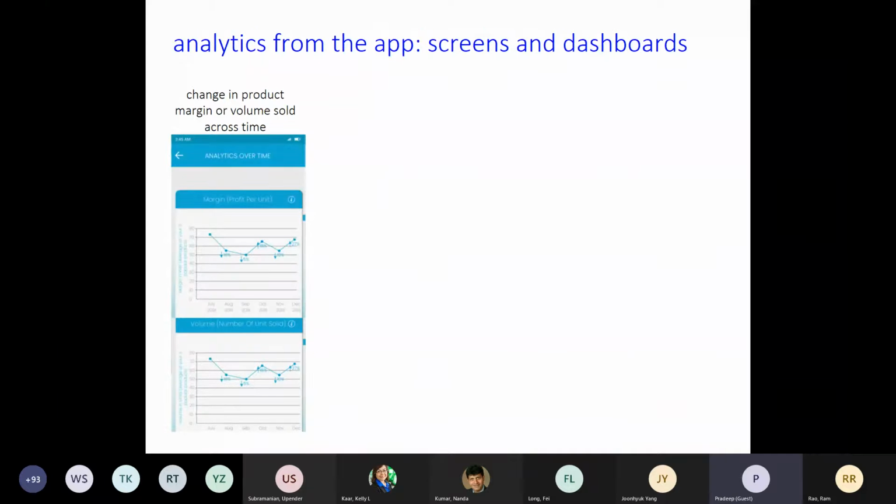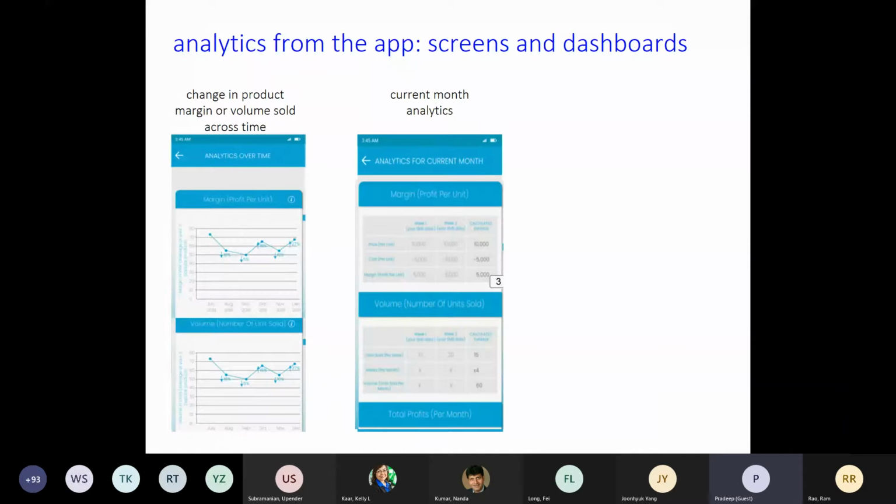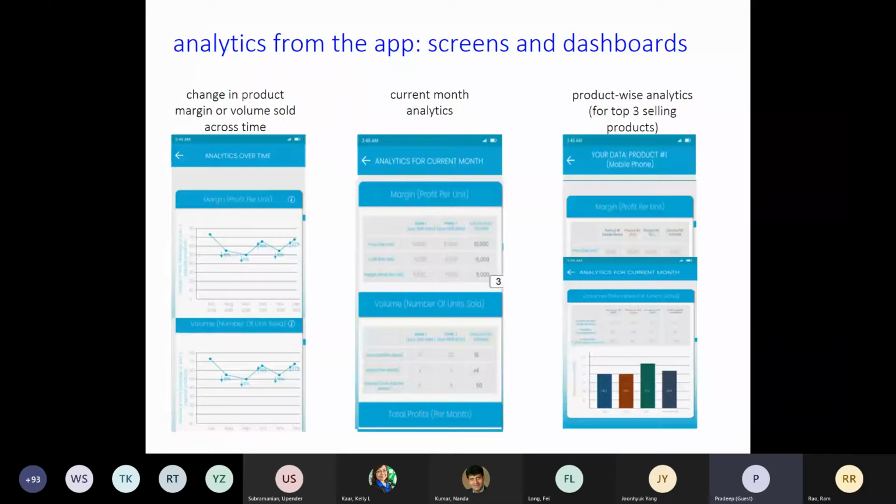So here are some of the screenshots. I apologize if this is not very clear to you. This tells you about how the profit margin for the products are changing over time, and the sales of the products are changing over time. It gives you a snapshot of your current month, and it also tells you what are your top selling products and how are they doing week on week, right? So all these kinds of information are available to the entrepreneur now to interact with the app and take information away from the app to be used for their business.